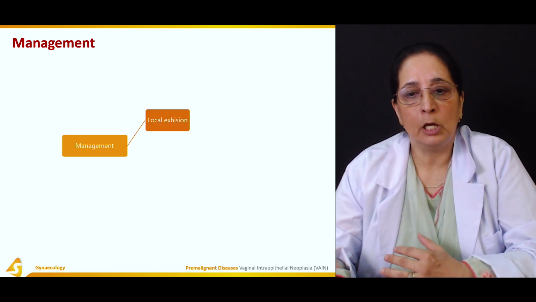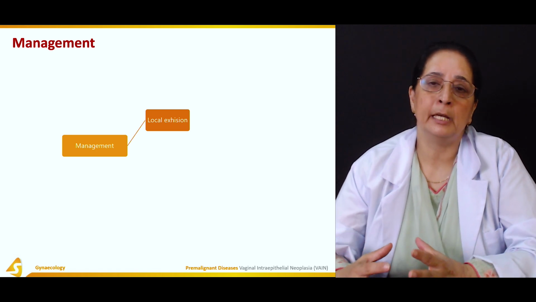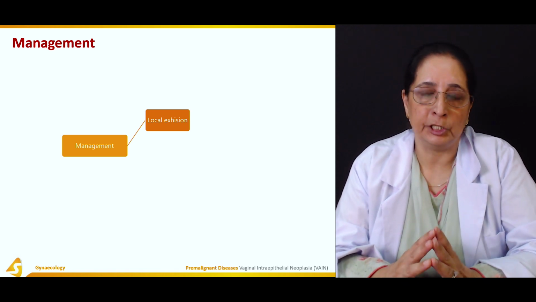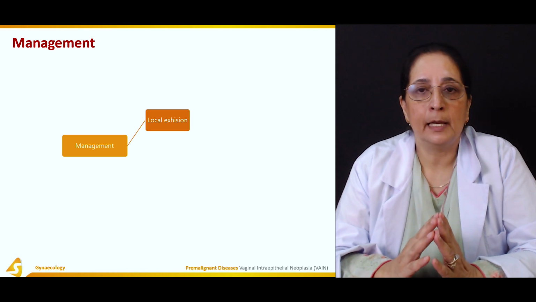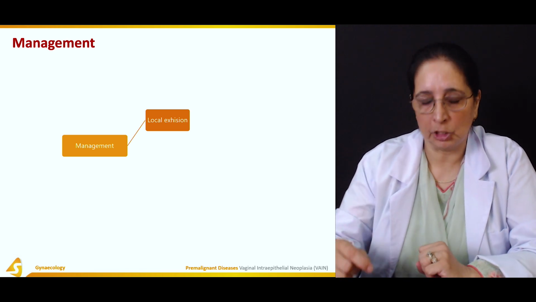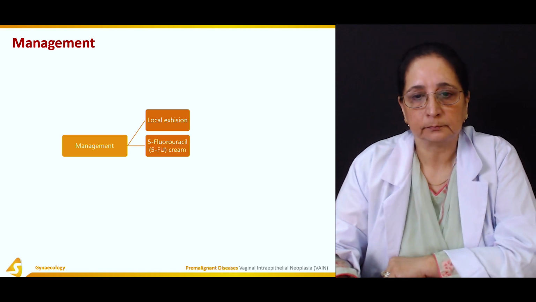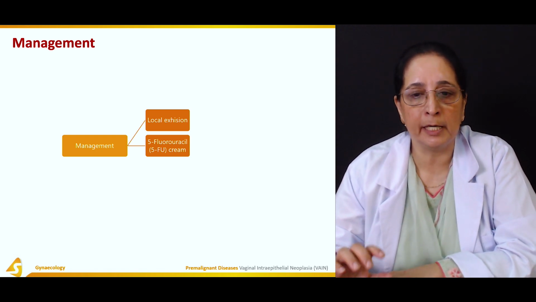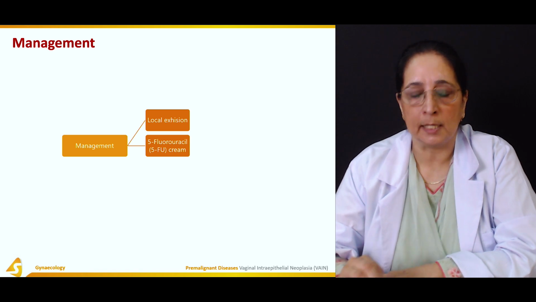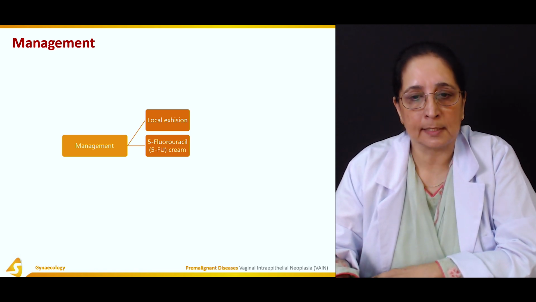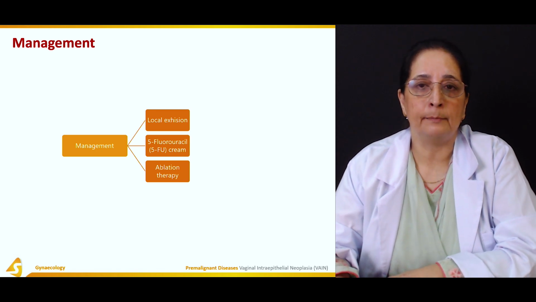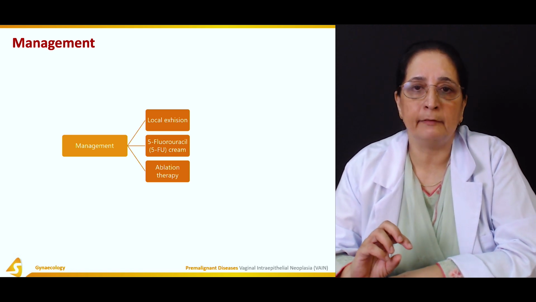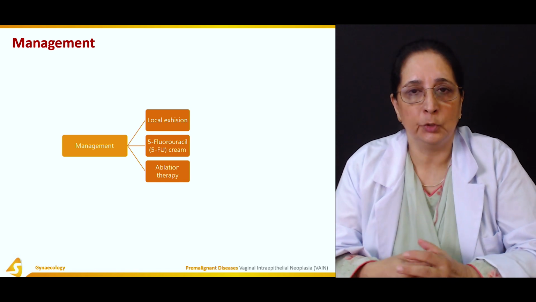Then management of vaginal intraepithelial neoplasia. Management is by local excision. As we mentioned in the vulval intraepithelial neoplasia, if the lesion is local, then it is removed by local excision or local removal of the tissue. Then the medicine used is 5-fluorouracil cream on the site where the growth is present. Then ablation therapy. Ablation is therapy when the ablative equipment is inserted and the tissue is removed.